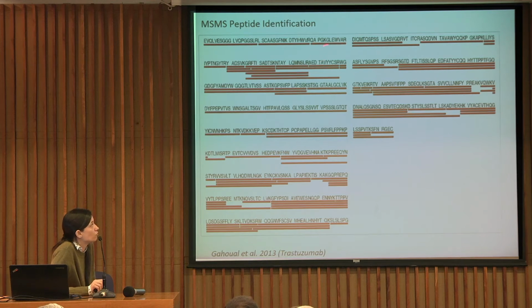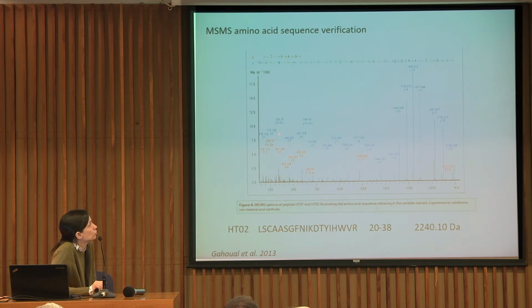So you have the sequence, and in red you underline all the peptides you saw for each of the compounds. The next step is to do an MSMS amino acid sequence verification. So what you do is you fragment each of those MS peptides and you compare the MSMS spectra for each one of the peptides you fragmented.